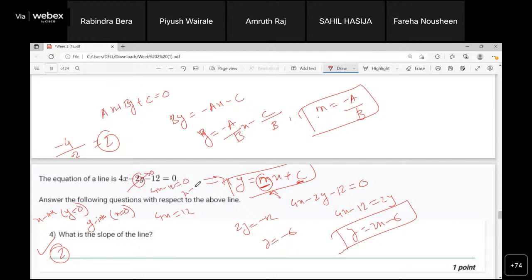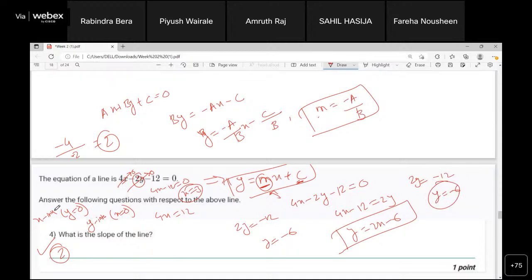So x equals 3. This is my x-intercept. Same for y-intercept, my x coordinate is 0. So here in this case 2y equals minus 12, so that is y equals minus 6. X-intercept means my line is cutting the x-axis, for that y equals 0. And y-intercept means my line is cutting the y-axis, for which x equals 0, right? Understood, sir. Thank you.